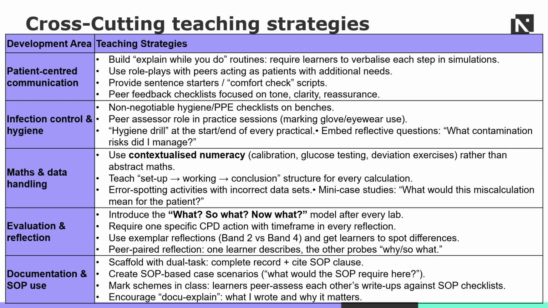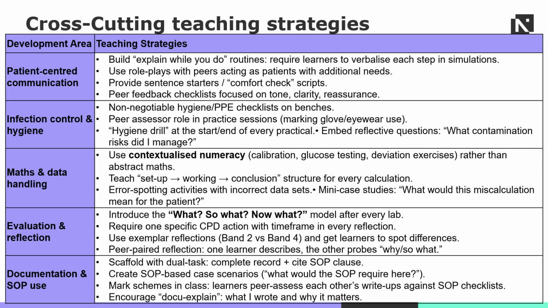Maths and data handling is a recurring theme. Learners made frequent errors with means, deviations and graphs and didn't always explain why accuracy matters. Strategies need to focus on contextualised numeracy rather than abstract calculations, set in tasks such as calibration, glucose testing or deviation analysis. Teach a structured approach of setup, working, conclusion. Use error spotting exercises where learners find mistakes in worked examples and link it back to the patient. For example, what a miscalculation would mean for care or safety.